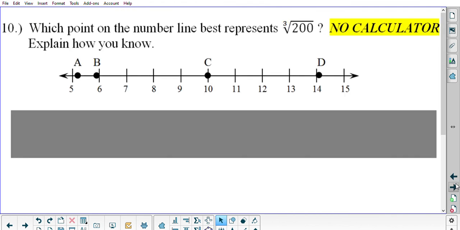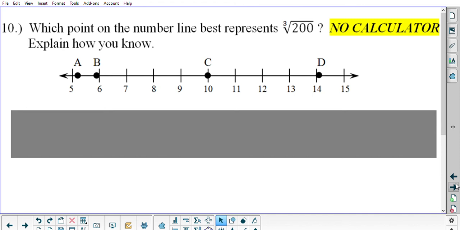All right, last problem of the guided notes, problem number 10. If you have not done this problem yet on your own, please hit pause on the video, do this problem on your own, then hit play when you're ready for me to go over the answer. Okay, I hope you've done this problem on your own. Let's see how you did.